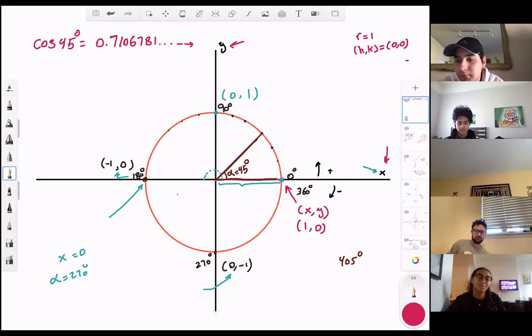All right. So what's going to happen if they ask us what is cosine of 45 in exact value? So first we're going to visualize it. This is the 45 degree angle.